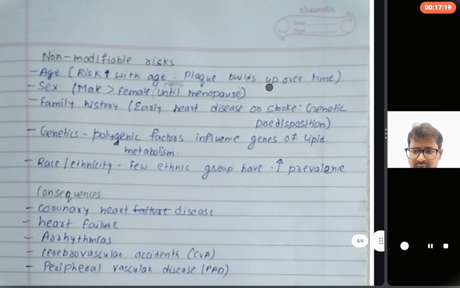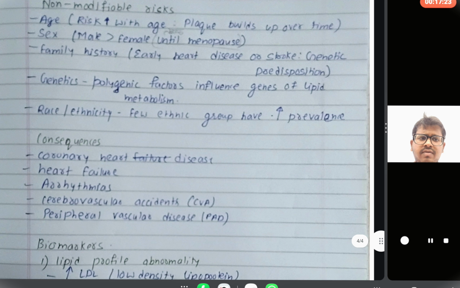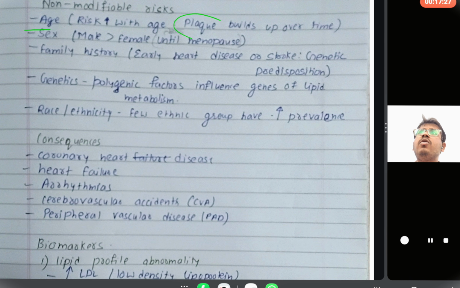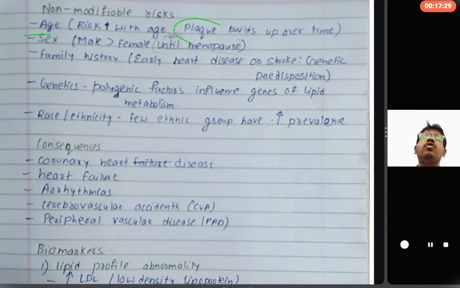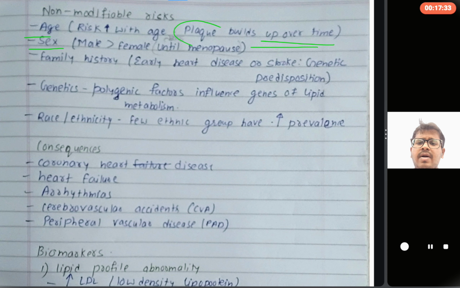Another is non-modifiable risk factors. Non-modifiable risk factors are age. With age, there is plaque buildup. The more time, if a person is fatty, the more buildup. Then sex. Males are more prone to atherosclerosis than females until menopause. After that, both are equally prone.